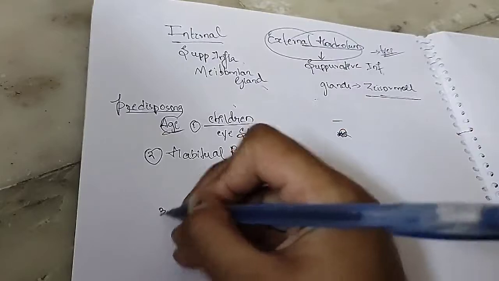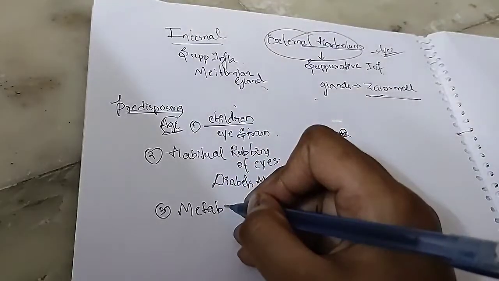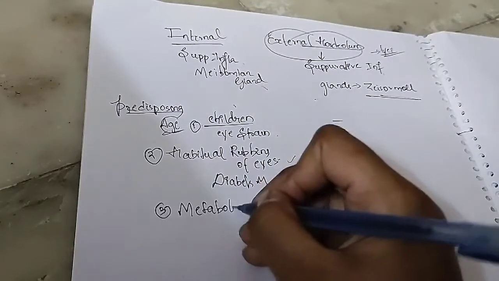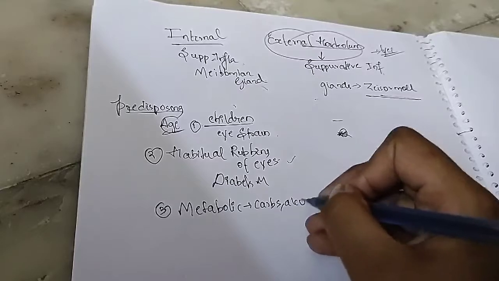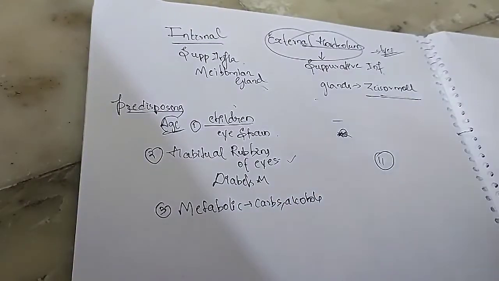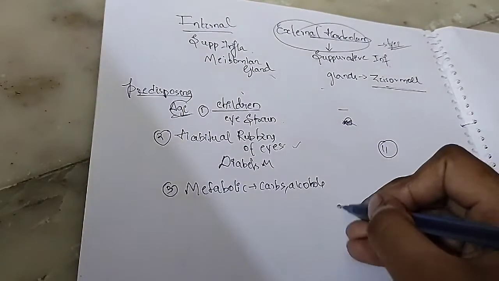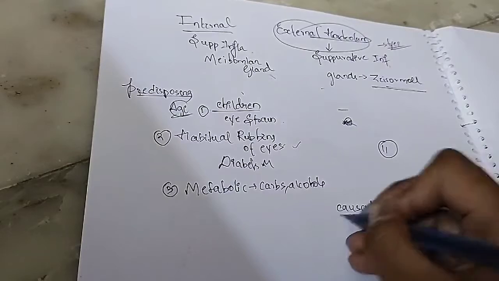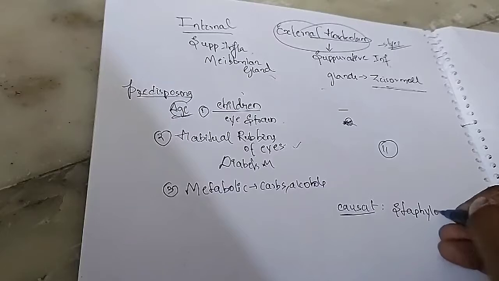And metabolic factors, like chronic debility, excessive intake of carbohydrates or alcohol. Carbs and alcohol also act as predisposing factors. That was about predisposing factors, and predisposing factors are the same for external hordeolum also. Talking about the causative organism, in external hordeolum, the causative organism is Staphylococcus aureus.